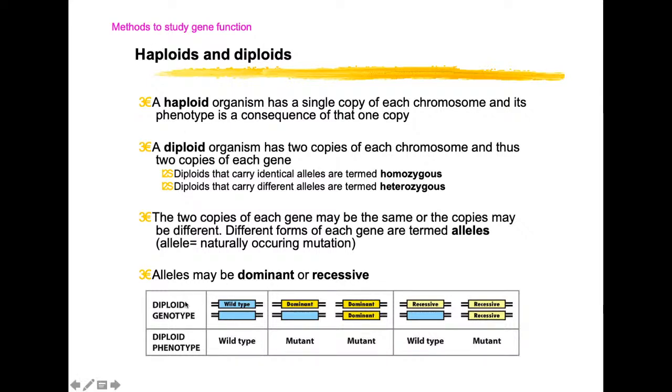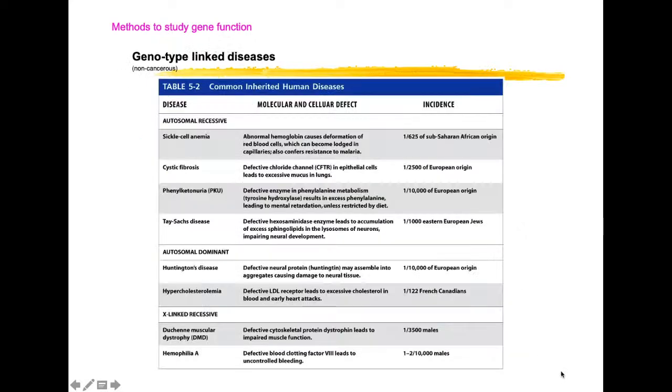So there is a diploid genotype that is wild type, and this is the mutant in the first case. If the dominant one is there and both are dominant, then it's a mutant. Then in the wild type, it's recessive; if both are recessive, it's a mutant. So, genotype-linked diseases.